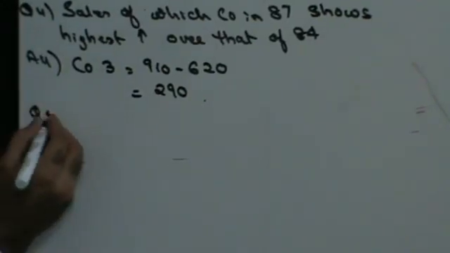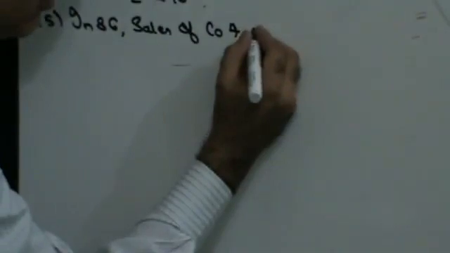Next, question number 5. In the year 86, the sales of company 4 was approximately what percentage?